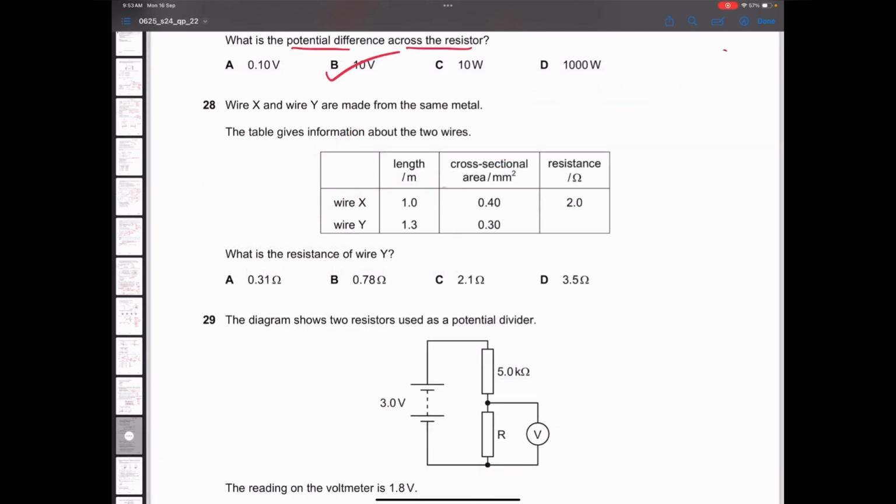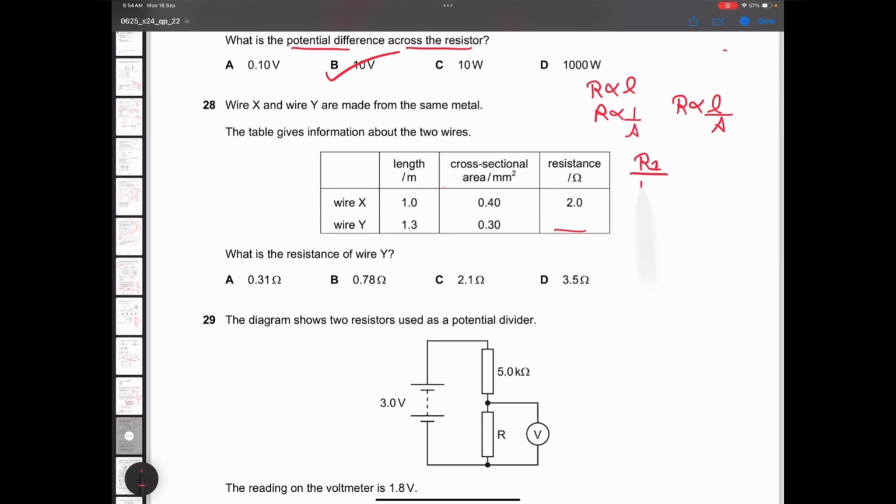Question number 28. They're mentioning that there are two wires X and Y made from the same metal. Okay. Length and area are given, resistance of one is given, and length and area of the other one are given. They're asking you the resistance. Alright. So for this, there are multiple methods out there, but we need to know the basic relation that resistance is directly proportional to length and it is inversely proportional to area. So we can say resistance is directly proportional to length over area, right? Now I'll make a formula using this. It's a basic simple ratio.